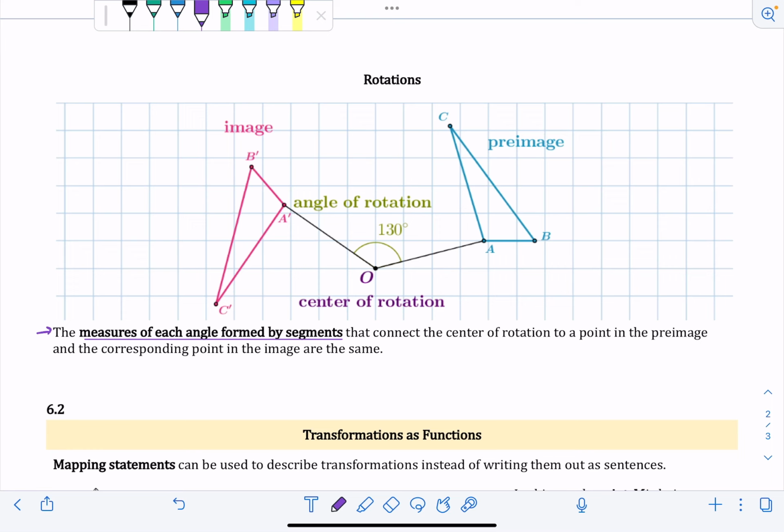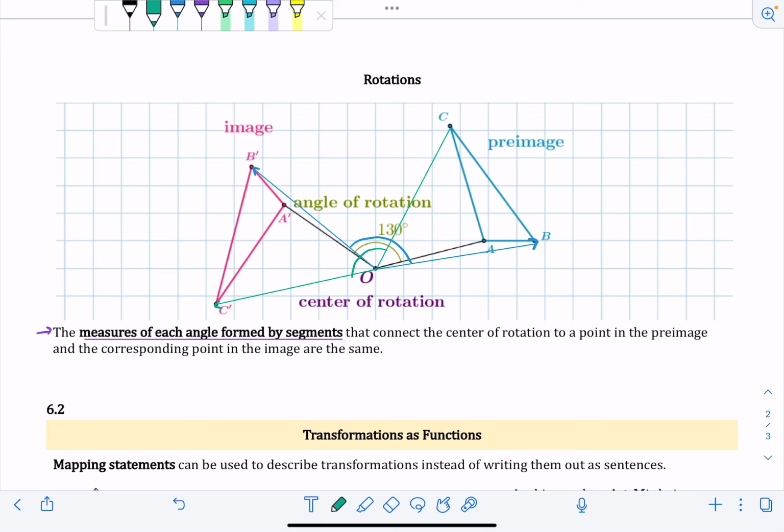So from the center of rotation O to B is this, and then to B prime is over here. Our center of rotation, they show between A and A prime, and it's 130 degrees. This angle is the same size angle, it's 130. You could see it's just shifted a little bit counterclockwise maybe. And same thing over here, if I draw segments to C and C prime, it's the same size angle. This one's definitely shifted, but it's still 130 degrees.